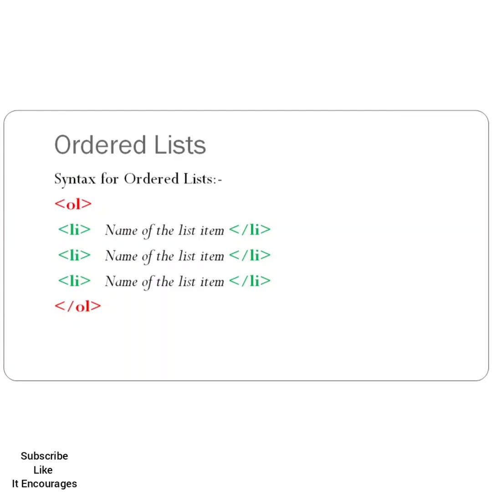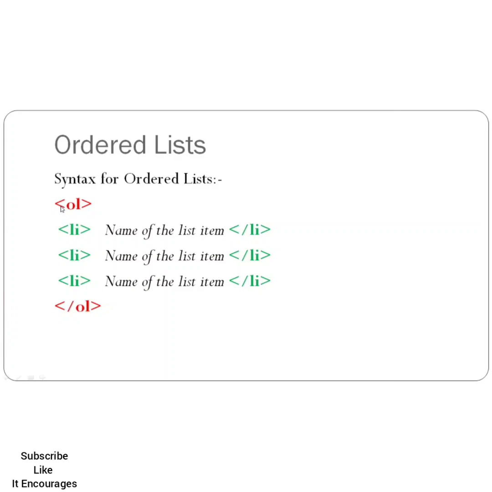Now let us study the first one, the ordered list. Whenever we want to display the data as per their priority or as per their sequence, then we use the ordered list tag. Now the syntax for the ordered list starts with the OL. OL stands for ordered list. So it's very easy to remember. OL tag is used for ordered list.